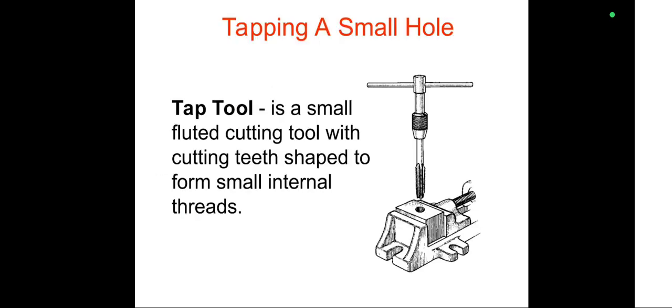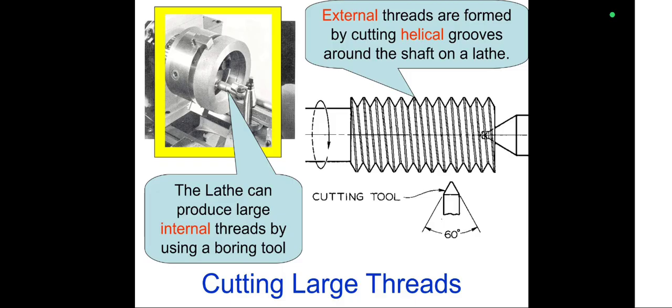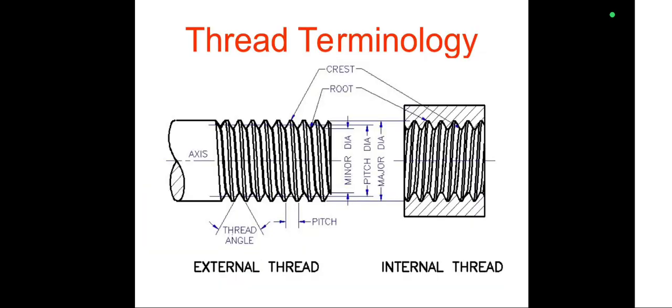A tap is a small fluted cutting tool with cutting teeth shaped to form a small internal thread. The external thread is formed by cutting a helical groove around the shaft on the lathe. The lathe can also produce internal threads by using a boring tool. The cutting tool angle is 60 degrees.